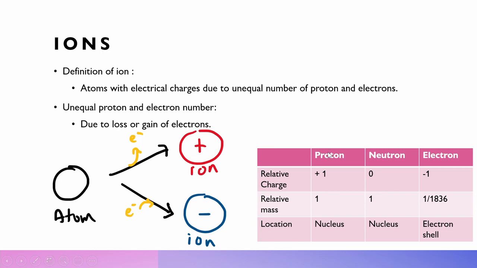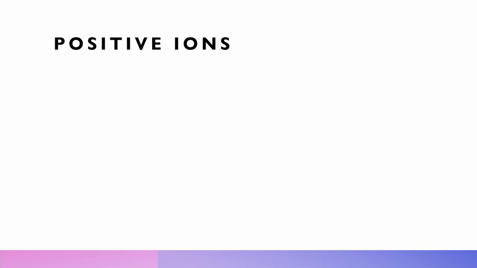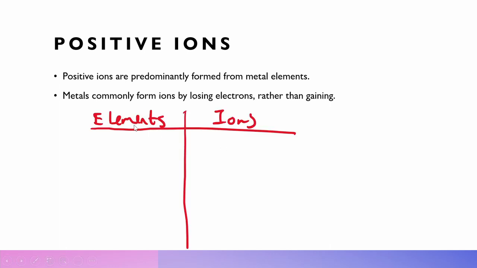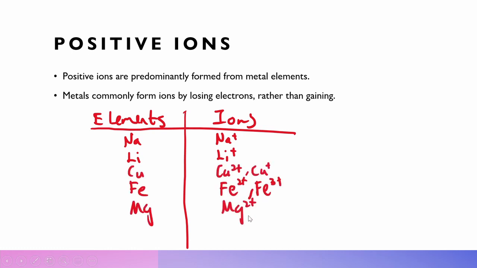So now we know what atoms are and how they are turned into ions. Let's talk about one type of ion, the positive ions. Positive ions are predominantly metals. Metals are the elements that start on the left-hand side of the periodic table. Metal elements have a tendency to ionize by losing electrons rather than gaining electrons. Some examples of positive ions are sodium, lithium, copper, iron, magnesium, and zinc. This is of course a non-exhaustive list. There are many more positive ions than this.